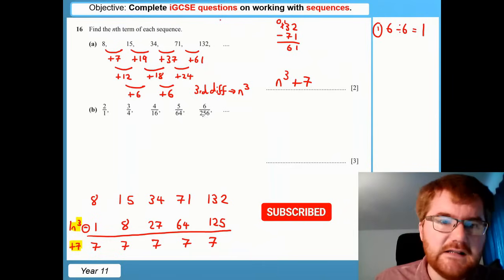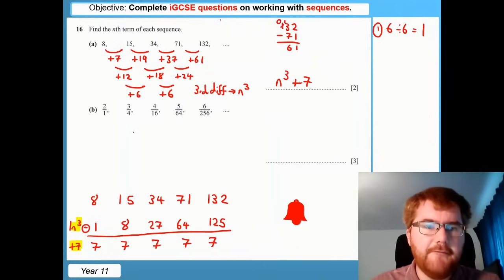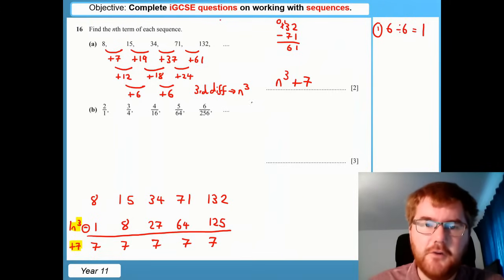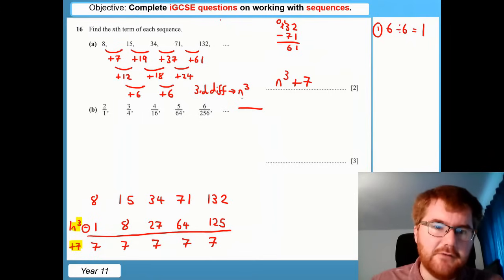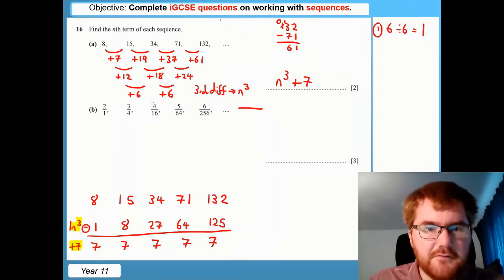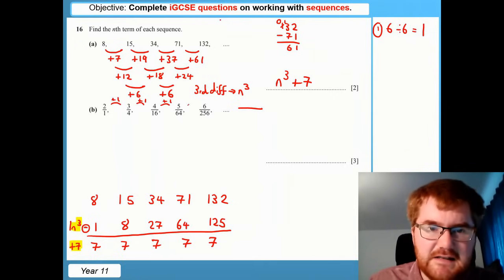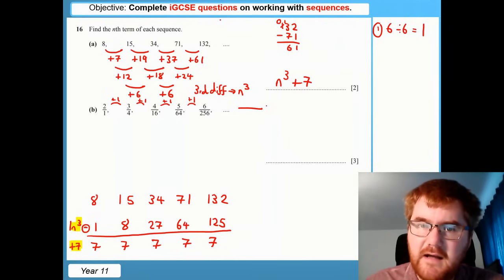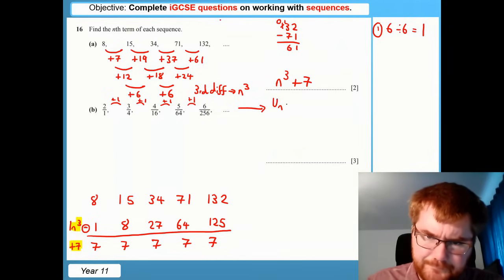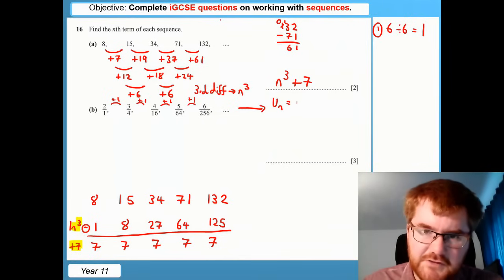Here we have a slightly different question. So first of all, we have the numerator and denominator. So we're going to treat this separately. The first one we have 2, 3, 4, 5, 6. So we're adding on 1 each time. So the numerator is going to be easier to work out. So our nth term for the numerator is going to be 1n, or just n.